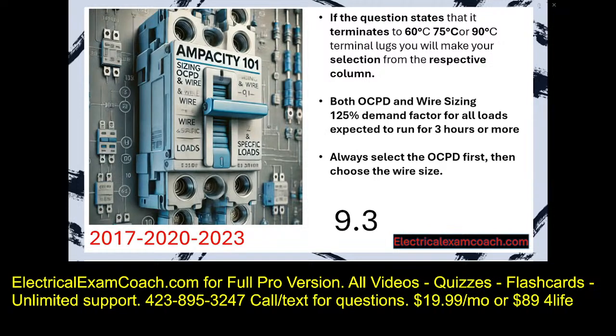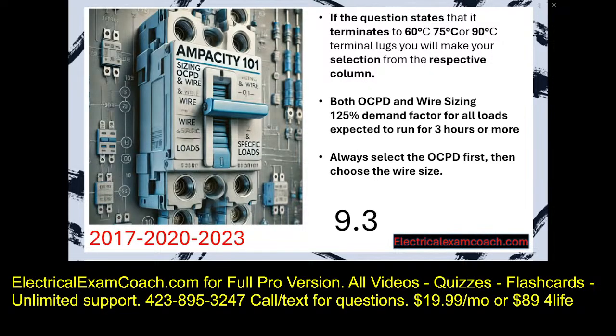Let's recap very quickly. If the question states that it's terminating to 60, 75, or 90° C terminal lugs, you're going to make your selection from that respective column under normal circumstances. With both OCPD and wire sizing, we still have that 125% demand factor for all loads that are expected to run for 3 or more hours.